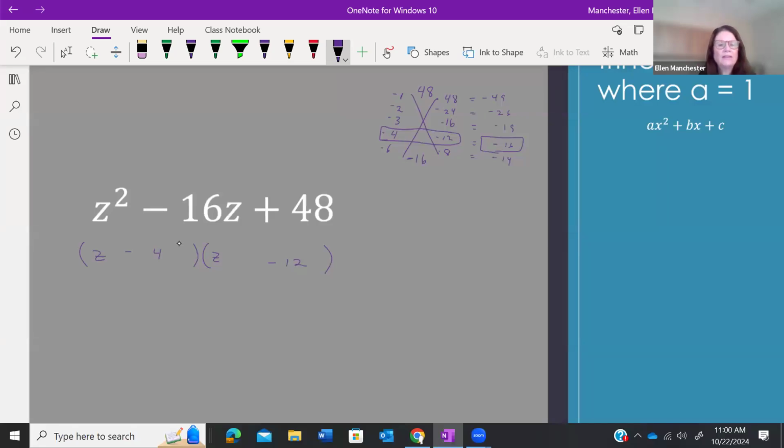Okay, so using that shortcut technique, I know z times z is going to be z squared. I know -4 times -12 does give me a positive 48. So now we're just going to double check. The outside is -12z. The inside is -4z. And when we add, we get -16z. So we know it checks. So we know that this is the correct answer.